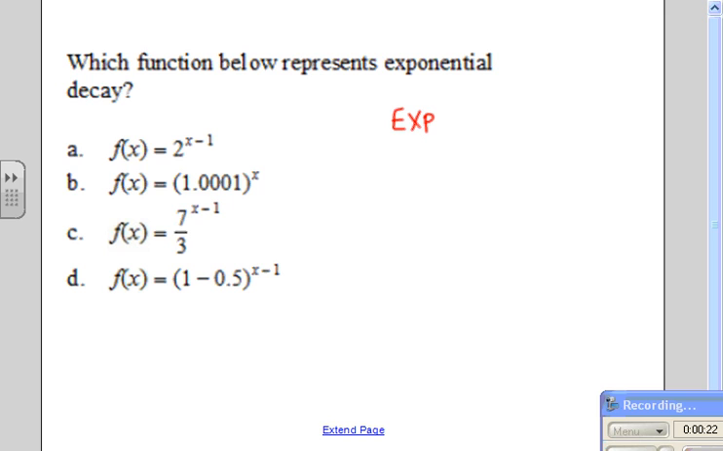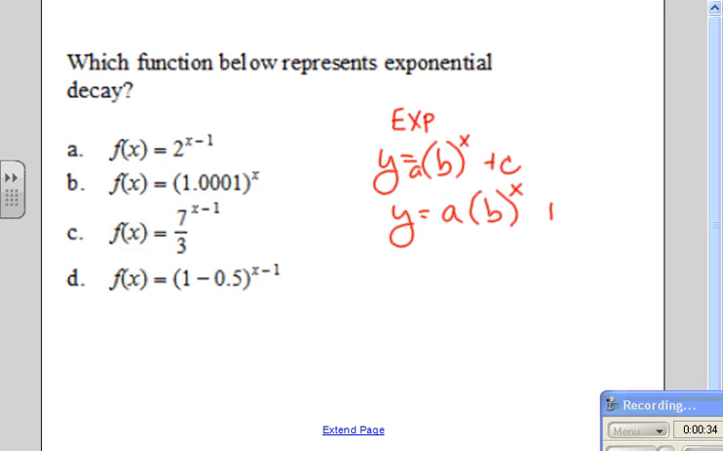Exponential is going to look like something like this: a base to the power of x plus c, might have an a right there, a multiplier. The base of the exponent is the important thing. And here's the rule. If it is greater than 1, then it's growth. It's not something decaying, it's growth. If it's less than 1, then it's decay.